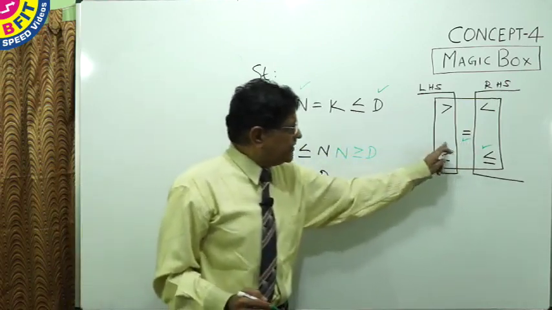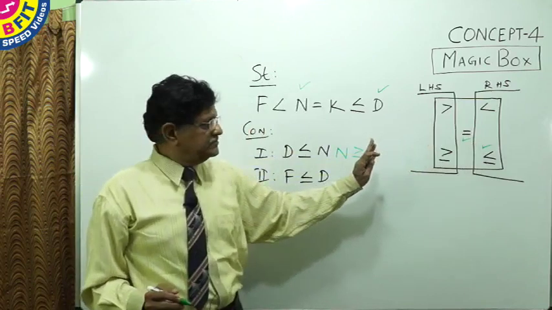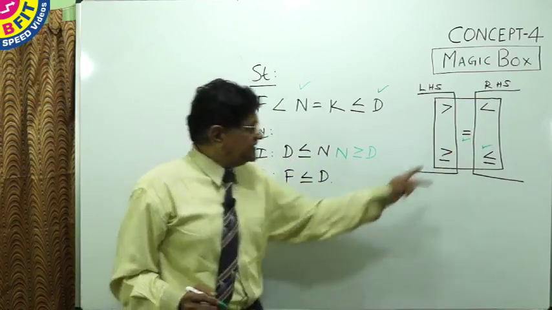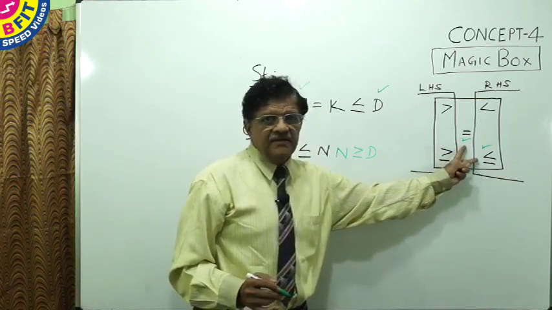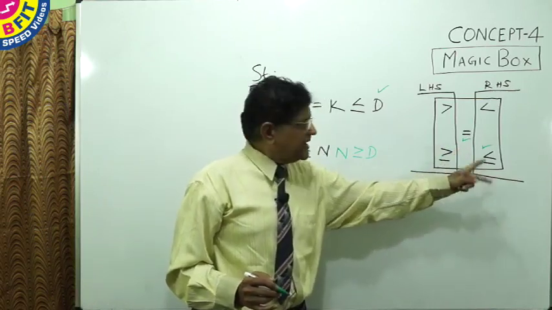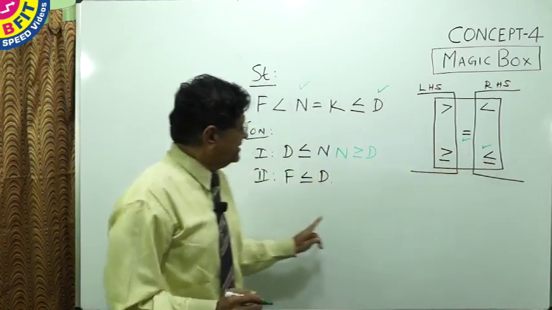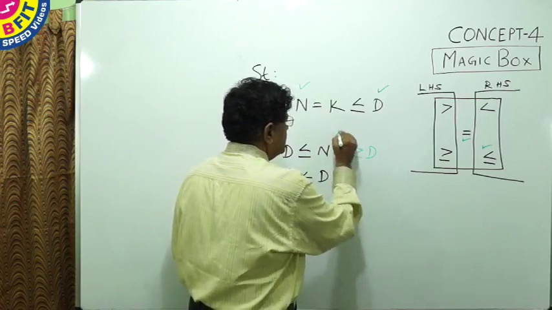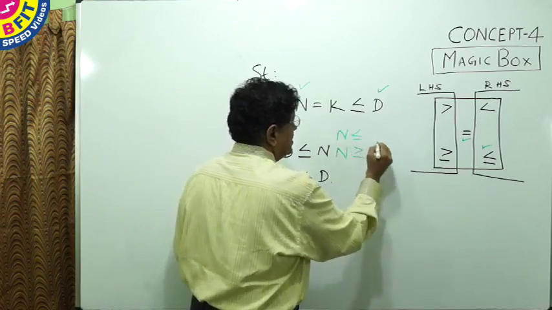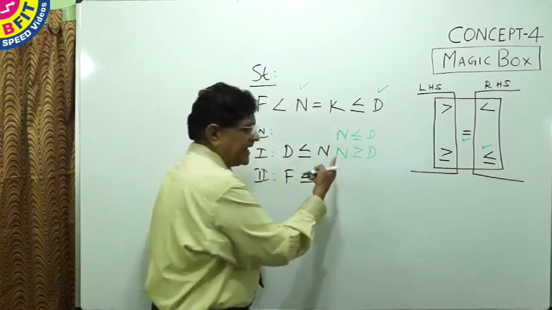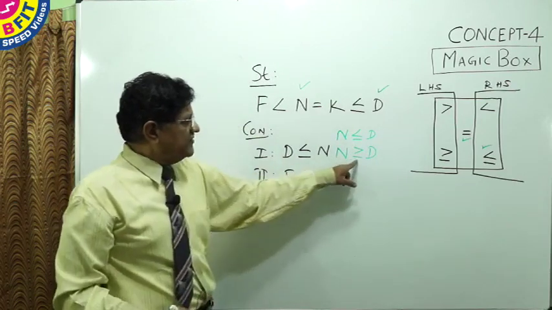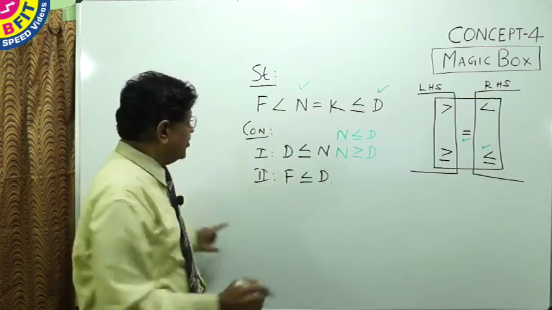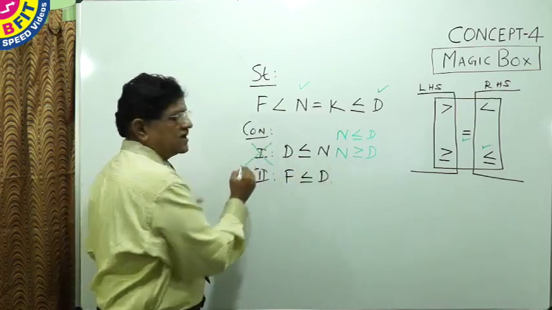Now are we traveling from left hand side to right hand side? No. Therefore it is possible to have a conclusion. Among the two symbols that we have here, which has got higher priority? This has got higher priority. Therefore N is less than or equal to D is the correct conclusion. But here we are given the opposite, N is greater than or equal to D. Therefore this conclusion is wrong.